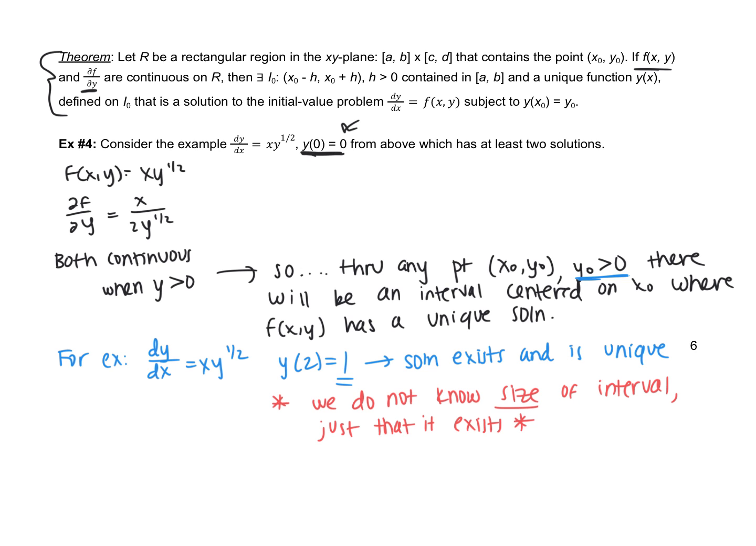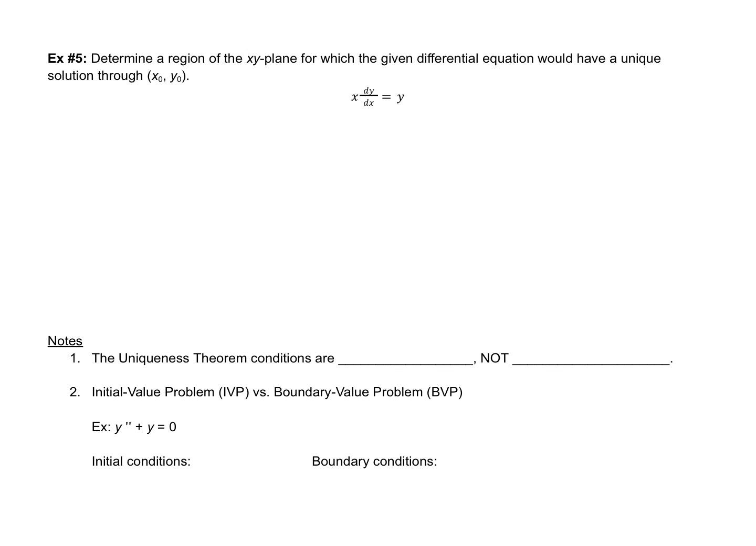Okay, we have one more example to take a look at, and then we have a few other quick notes to write down. So let's take a look at this example number 5. Determine a region of the xy plane for which the given differential equation would have a unique solution through x naught, y naught. Okay, so first thing that we're going to have to do is get dy dx alone. So really we're looking at dy dx is equal to y over x. So that y over x is our function.